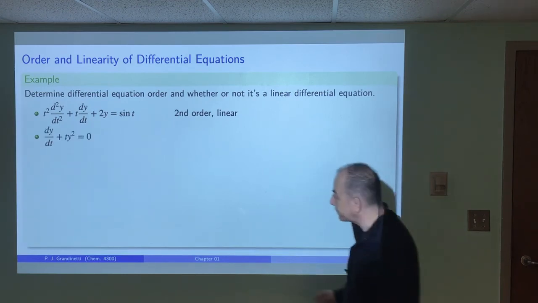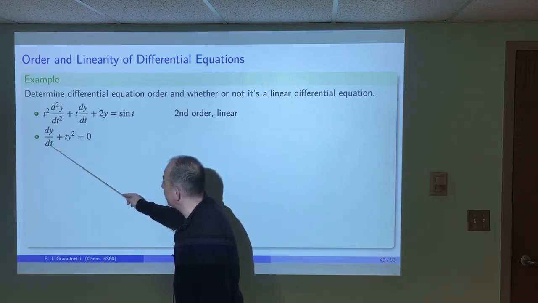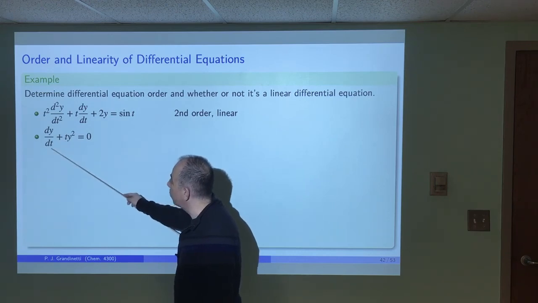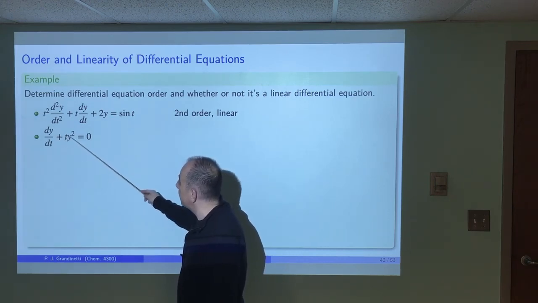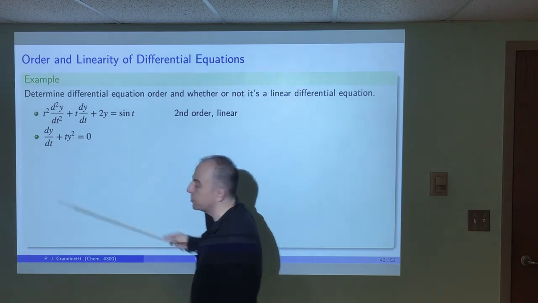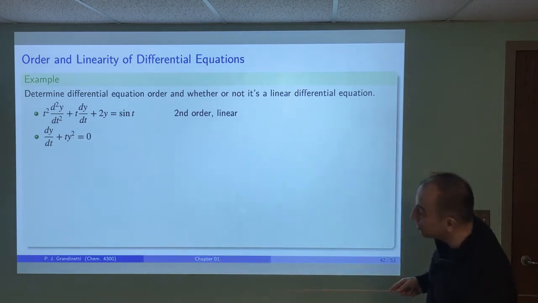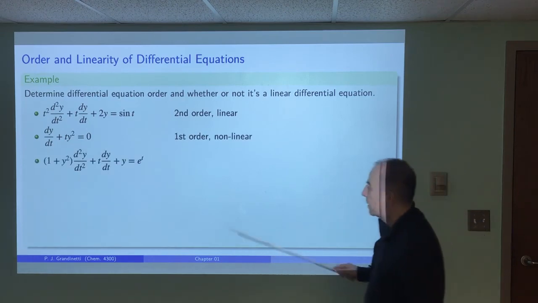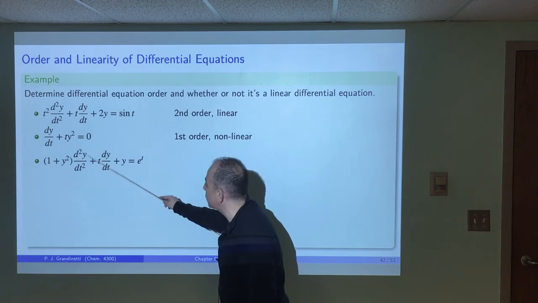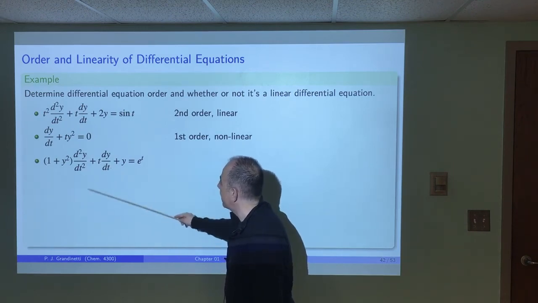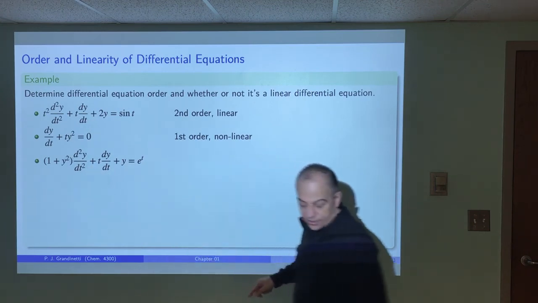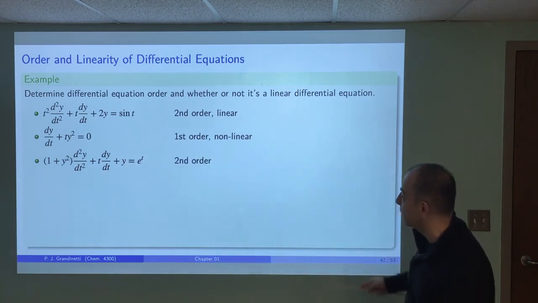Okay, next one. Here you see there's the first derivative of y with respect to t, and here we see y squared. So the highest order is the first derivative, and what you also see is that y shows up squared. It's not linear in y. So what we have is a first order equation that's nonlinear. All right. Another example, here we see the highest order is the second derivative here, and you see it shows up linear in that, linear here, but here it's showing up squared. So that means it's nonlinear. So we have a second order equation and it's nonlinear.